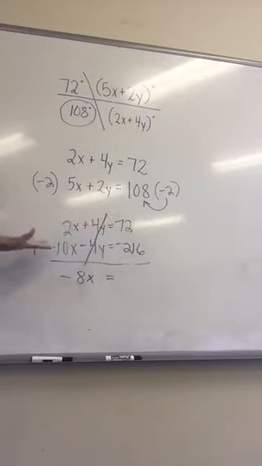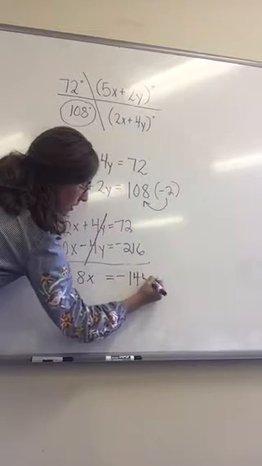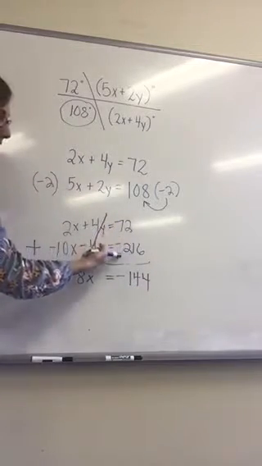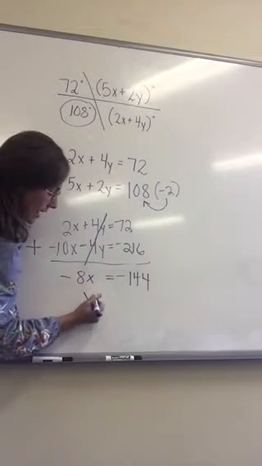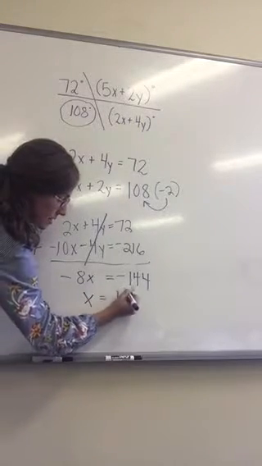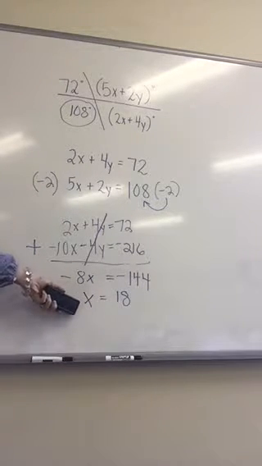We're adding 72 and negative 216, and the difference between those is negative 144. All right, so 72 plus negative 216 is negative 144. All right, now I'm simply solving. I'm going to divide both sides by 8, and I'm going to have x equals 18, and that 18 is positive because I divided both sides by a negative. So we have the x part of our problem.